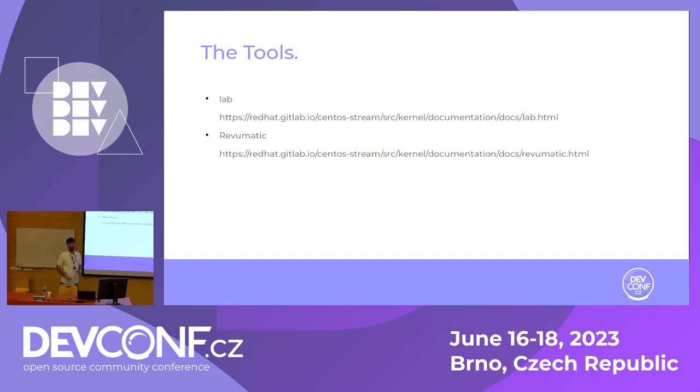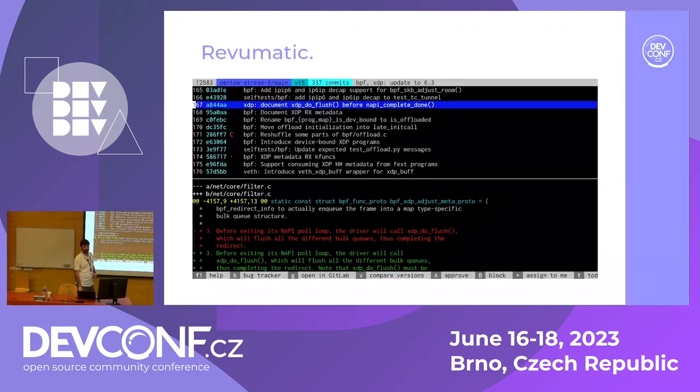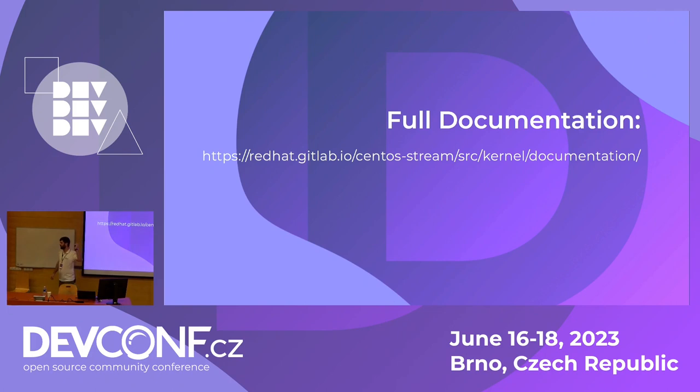Lab is a CLI tool that helps with submitting merge requests. And we have ReviewMatic, which is a custom tool that helps with reviews, that understands the workflow we have. So that's it. Here's a link for full documentation of the process if you're interested in details. And now questions.